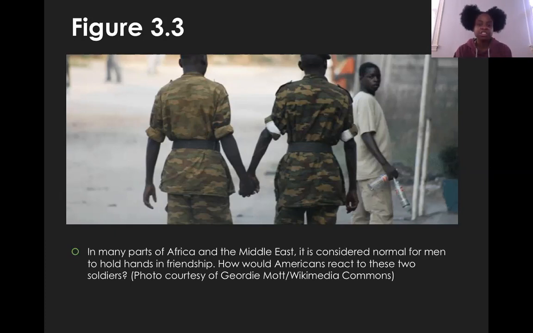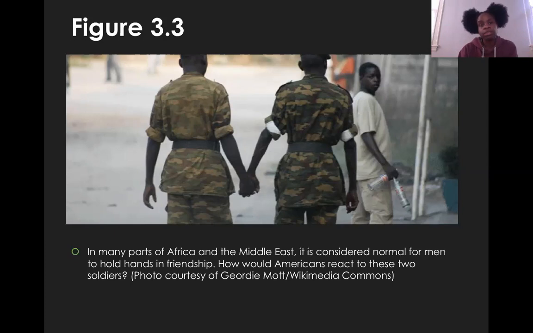I do think that, and this is not just in the Middle East and in Africa, right? But in India, men hold hands, and for them, that's part of their society, that's part of their culture. Okay, shared beliefs, shared values, shared norms for them. However, think about this. How would Americans react to these two soldiers today? Something to think about.